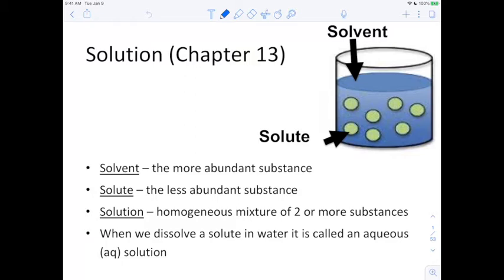Now the solution is a homogeneous mixture of 2 or more substances. And we learned about homogeneous way back when, before you knew how much fun it would be to do an online class. Does anybody remember what homogeneous means? Yes, I'm seeing the same, and it means the same throughout, that it is mixed perfectly. Excellent. It is mixed the same, yes.